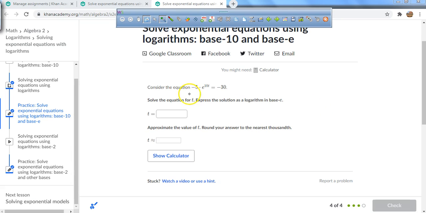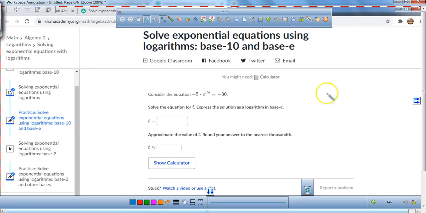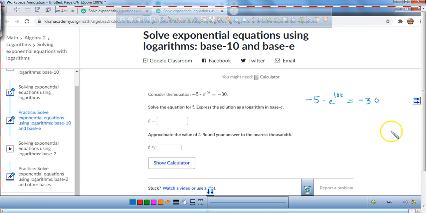All right, so here we go. Consider this equation. We've got one more. -5 times e to the power of 10t equals -30. What's the first thing we've got to do? Divide both sides by -5. You're absolutely right. We get e to the power of 10 times t equals 6.